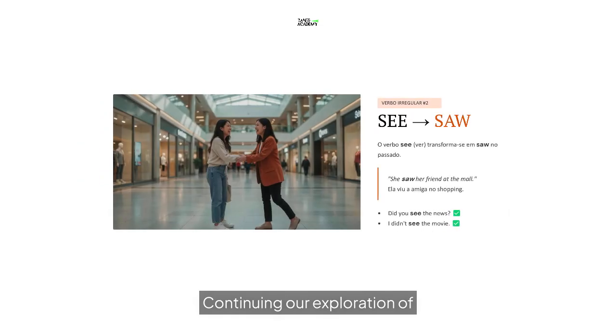Continuing our exploration of irregular verbs, let's turn our attention to the second verb on our list, see. In the past tense, see transforms into saw. This change is another example of how irregular verbs don't follow the usual patterns we might expect. Think about how often we use see in everyday conversation.